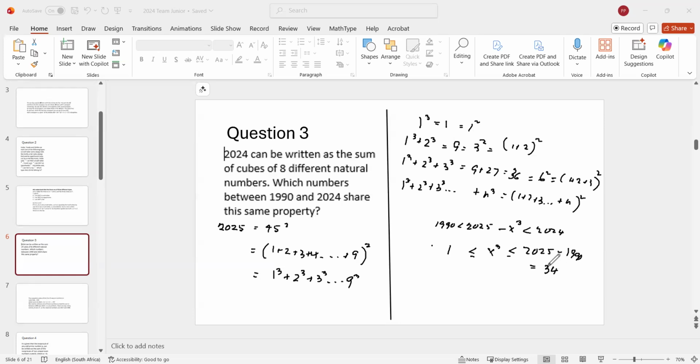So now this becomes easy. You want to know which cubes lie between 1 and 34. So x is 1 or 2. 2 cubed is 8, that lies between 1 and 34. And 3 cubed is 27, that lies between 1 and 34. But 4 cubed doesn't. So there are 3 values for x.